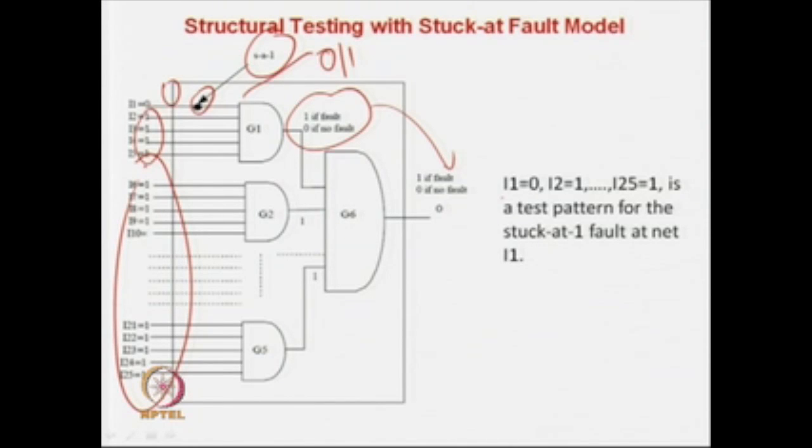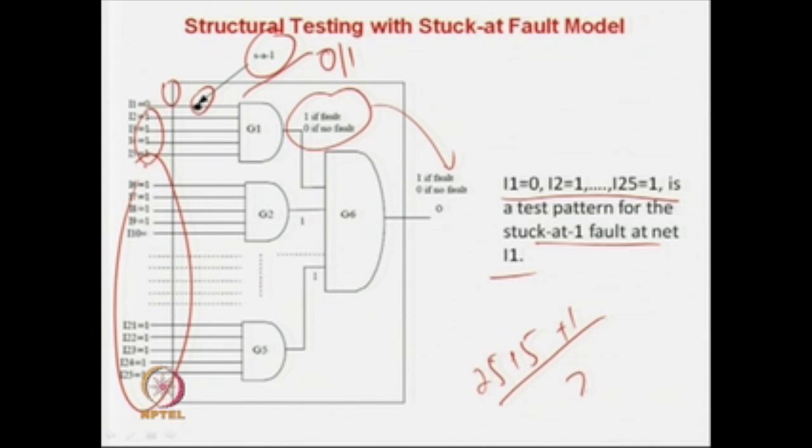So this test pattern with I equal to 0 is a test pattern for stuck at 1 at this net. You can see how many nets are there in this case. So 25 nets are there, then 26, 27, 28, 29, 30. So it is 25 plus 5 plus 1.